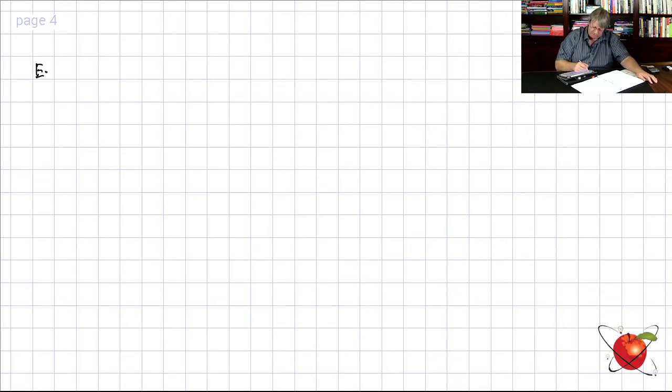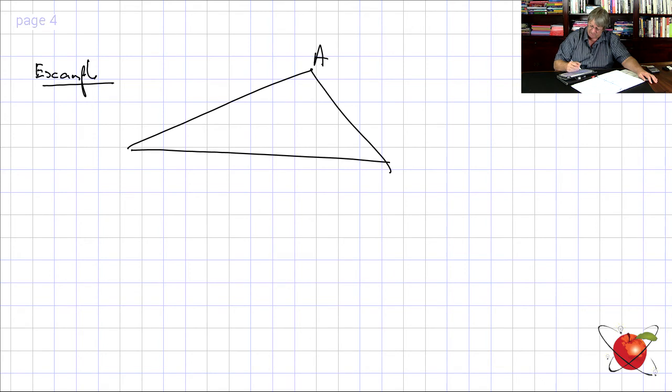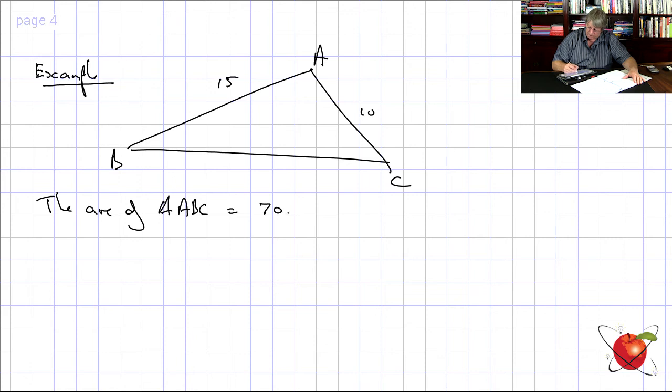Here's another example. Here's a triangle A, B, C. Okay. And let's take 10 and 15, right? They say the area of triangle ABC equals 70.48 units squared. Calculate angle A.